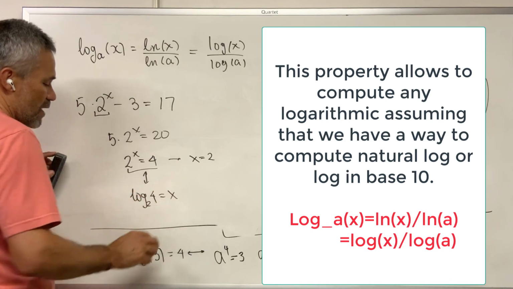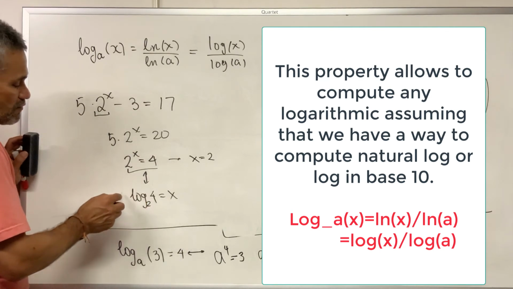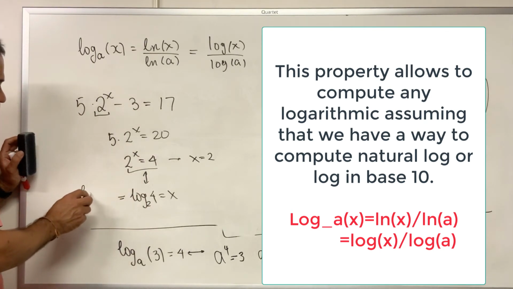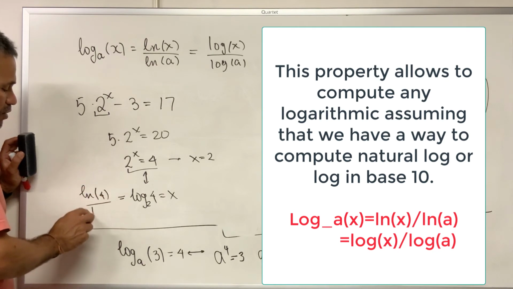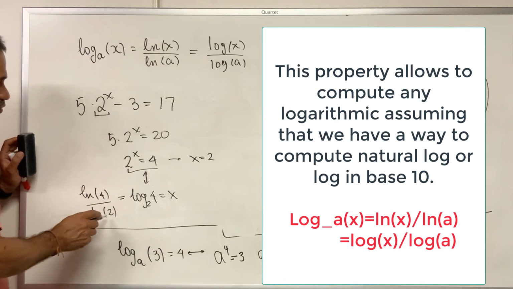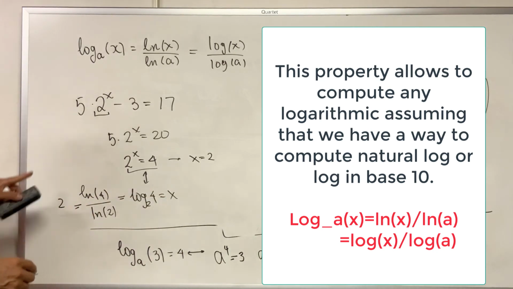4 equal x. And let's suppose that you don't know that 2 to the 2 is 4 and you want to use the calculator. Then you can check that this is equal to natural log of 4 over natural log of 2. You can check that this is 2. Let's do another example.